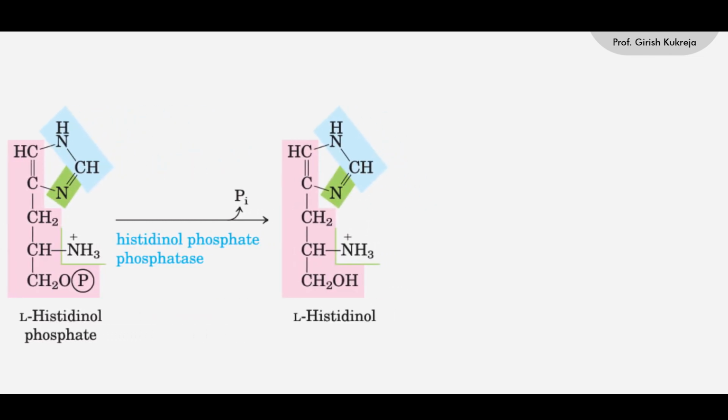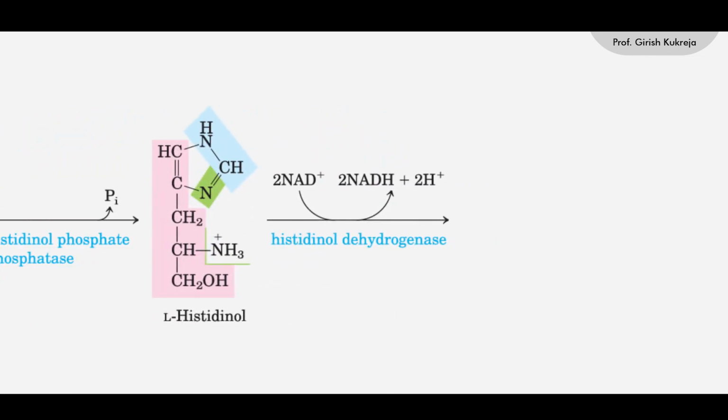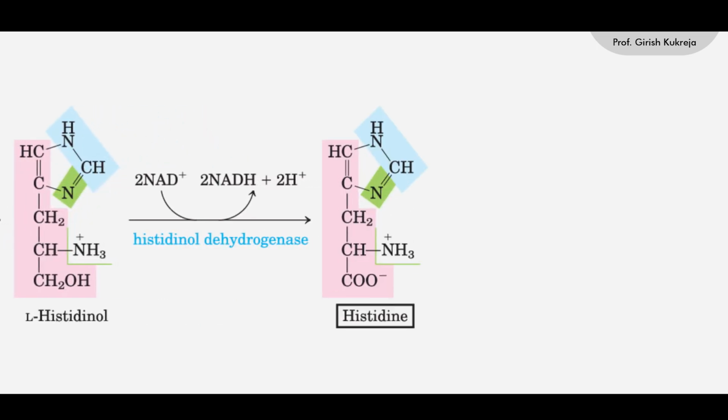In the next step, there is removal of phosphate by histidinol phosphate phosphatase, leading to the formation of L-histidinol. In the last step, there is oxidation of L-histidinol catalyzed by histidinol dehydrogenase with concomitant conversion of NAD+ to NADH and H+, and results in the formation of histidine.